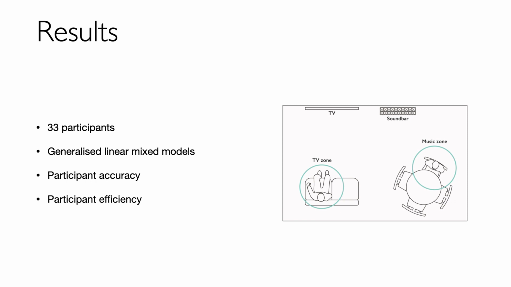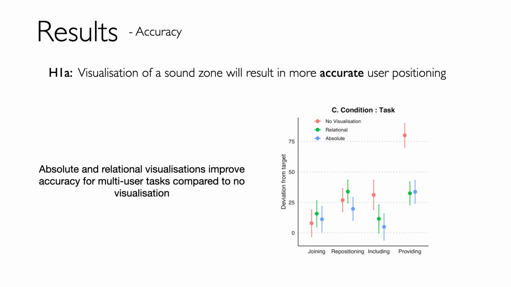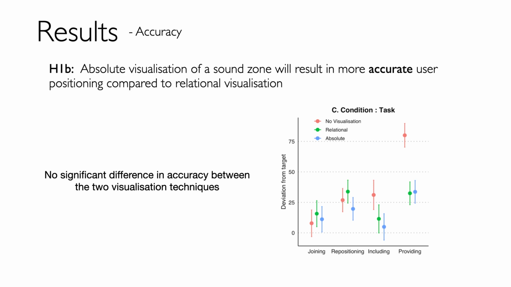We will now present selected results from our paper. We found that introducing visualizations for sound zones effectively increases the accuracy of user positioning, and this was especially pronounced in multi-user tasks, where the including and the providing task had a high inaccuracy without visualizations. We did not observe any significant differences between the 2 visualization techniques, thereby indicating that less obtrusive visualizations may in some situations provide adequate feedback of sound zones.